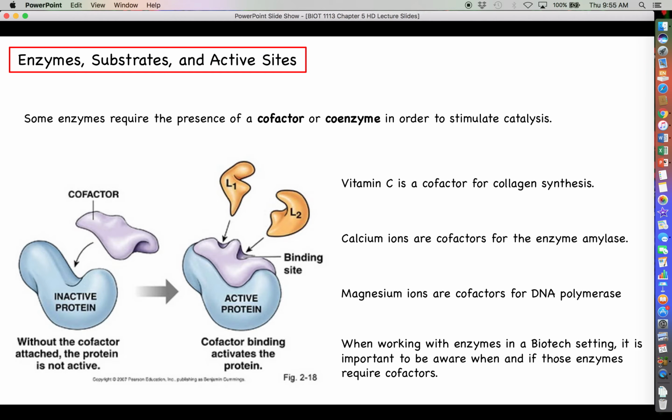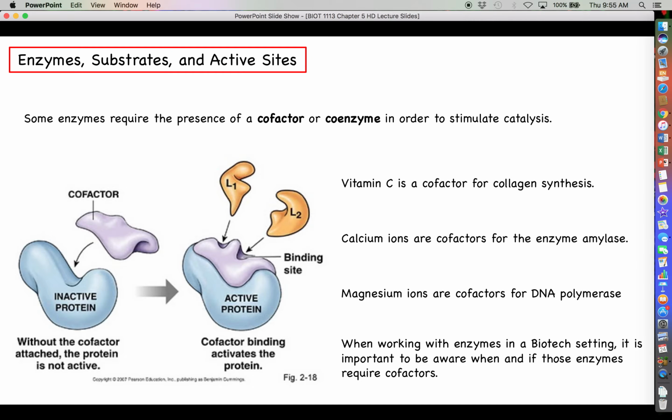So the idea here is that a cofactor will bind to the enzyme and modify and kind of straighten out the active site so that the substrate can actually bind, whereas without the cofactor present, the active site has a slightly different shape that actually cannot accommodate the substrates.